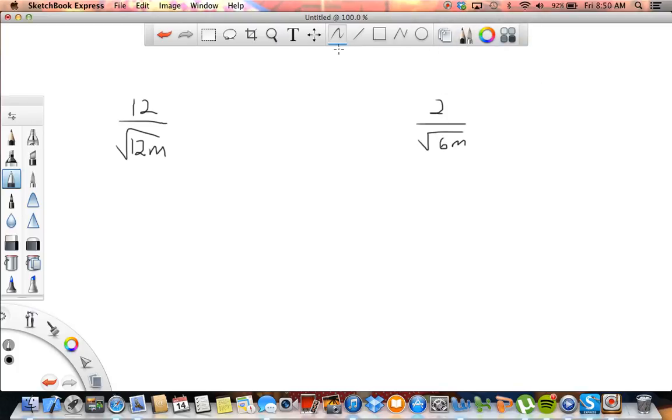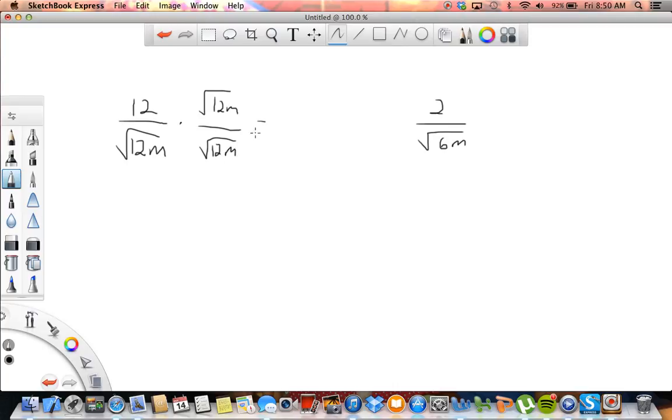All right, so these are the last two problems of the lesson. So let's go ahead and get started on these. These are just like the other three that we just worked on. So we've got a radical on the bottom that we cannot simplify. So what do we have to do? We've got to multiply by that number. So multiply by the square root of 12m over the square root of 12m.